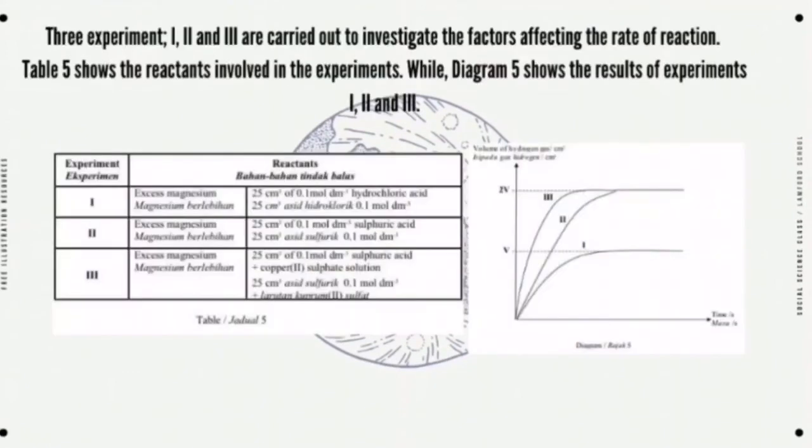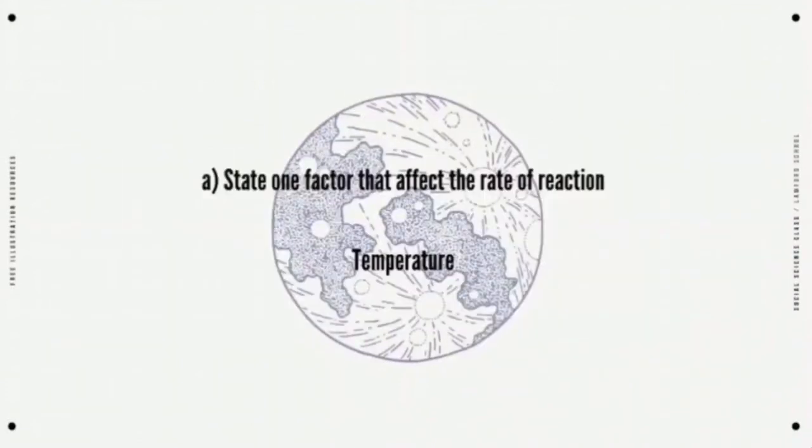Question 2. 3 experiments, 1, 2 and 3, are carried out to investigate the factors affecting the rate of reaction. Table 5 shows the reactions involved in the experiments, while diagram 5 shows the results of experiments 1, 2 and 3. A. State one factor that affects the rate of reaction. The answer is temperature.